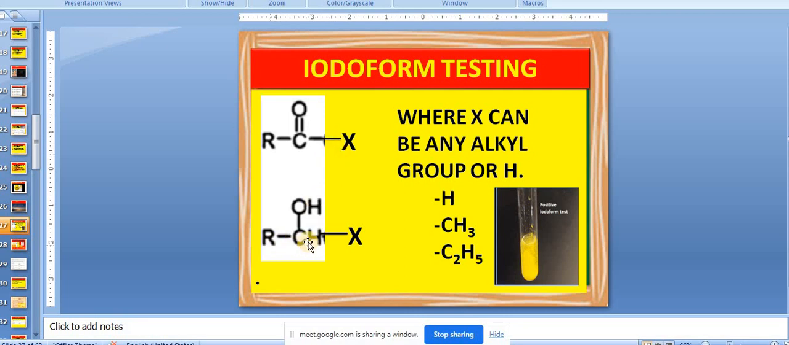Similarly, if another group R, C, H, O, H and X is there, you can note this down in your notebook or sheet, so it would be beneficial. If these two groupings are there, then it will give the iodoform test. Now the question arises, what is X? X can be H, CH3, C2H5, any alkyl group including hydrogen. In the diagram here, the picture represents the yellow precipitate. This yellow precipitate is the iodoform. It has a sweet smell, right?